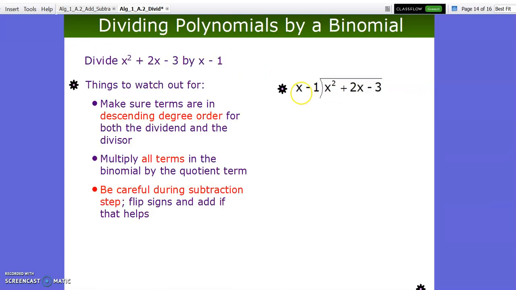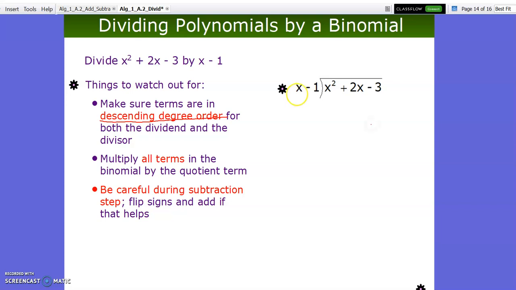When I'm dividing with a binomial, things get a little bit trickier, and it's really important that I write down my long division, and also that I make sure that my original terms are in descending order. So my exponents should be decreasing. So let's see. Follow my steps on this one.